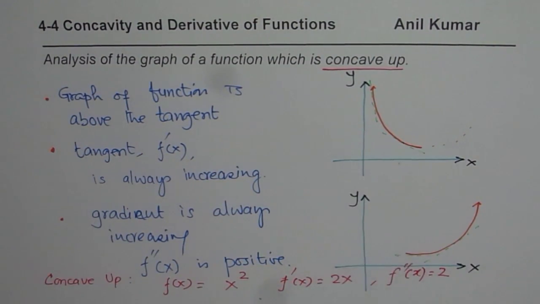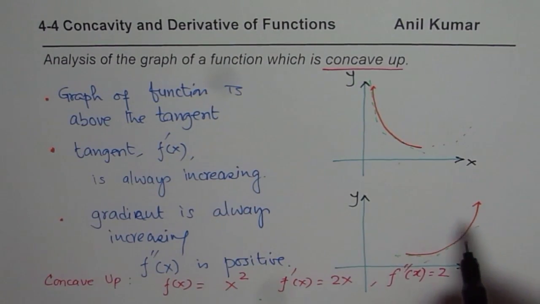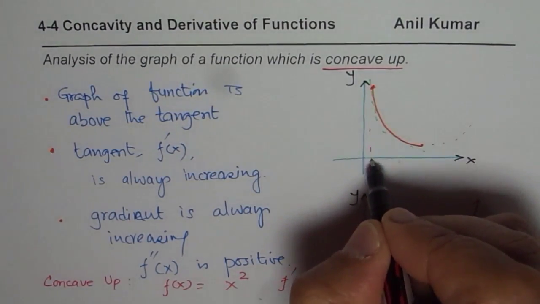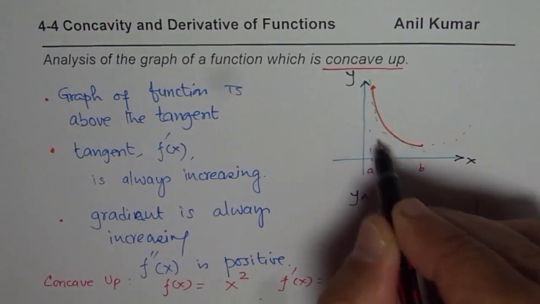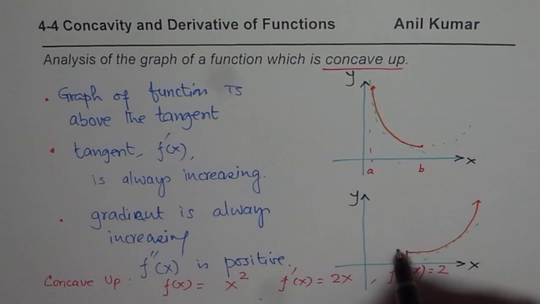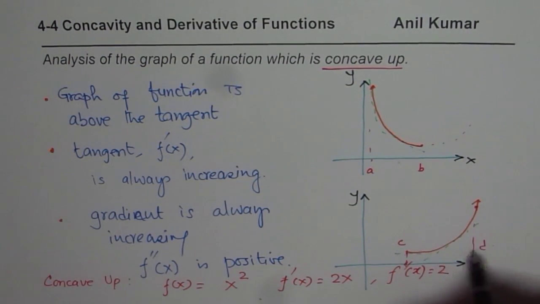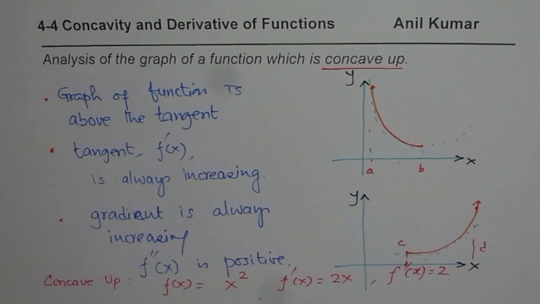The graph which I've shown here is a portion of some graph. Let us say if I say points A and B, it could be from the interval A to B, right? Or if I consider this to be, let's say, C and D, it could be from the interval C to D, the graph is concave up. And if it is concave up, you understand what it means now, right? So the graph is above the tangent, the derivative of the function is always increasing, and the second derivative is always positive. Thank you.